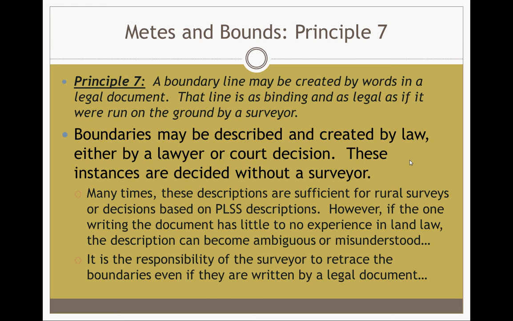And if I'm just transferring the land, there's no problem with it. However, if the one writing the document has little or no experience in land law or understanding descriptions, that description can also become ambiguous or misunderstood. There are many cases that I have seen where descriptions overlap each other and nobody realizes it because nobody did the title research and looked back. Also, it's so easy, and I've done it numerous times, to change a north to a south or an east to a west. And if you look at it long enough and hard enough, you may miss some stuff, okay?